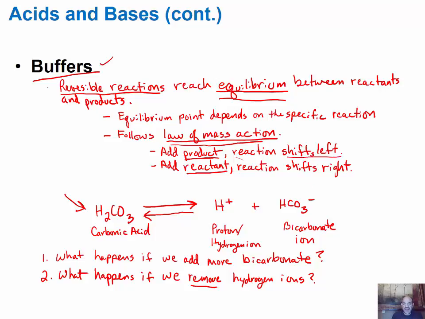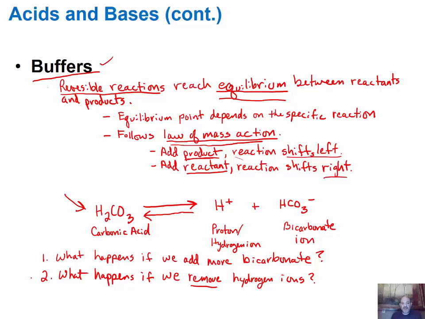In other words, if I add more of this, our ratio is going to be thrown off. We're not going to have 20 to 1 anymore. So what's going to happen if I add more of this, we're going to shift back to the left. And it says now, if we add more reactant, the reaction shifts to the right. So what if I were to add more carbonic acid? Well, that means we're going to shift to the right until we get back to that ratio of for every 20 carbonic acid molecules, we get 1.